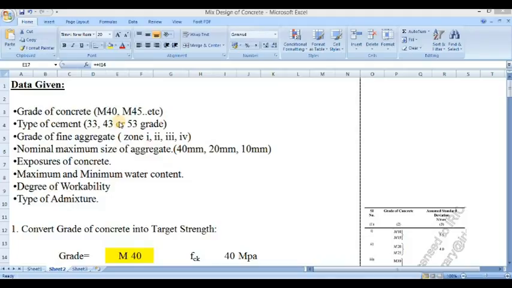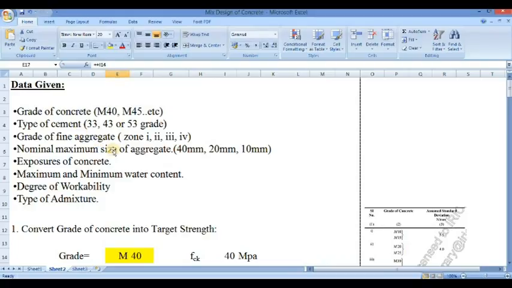So for that, we will use OPC 43 grade cement and zone 2 grade sand. If you don't know anything about this, you can see my videos. I produced videos separately for each of the items, like what type of cement, the different types of cement, how you have to grade the sand, what the different exposures for concrete are, or the admixtures, the different types of admixture and their function, how they actually act. Right now we are studying our mixed design procedure for producing M40 grade concrete.